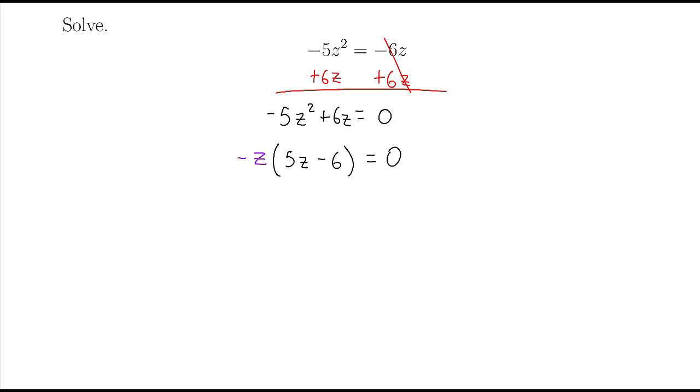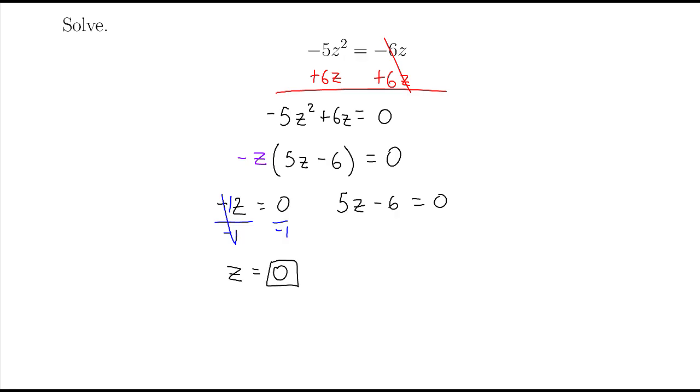Now the product of these two factors is 0, so I can set each factor equal to 0 and solve them individually. Negative z equals 0. We understand that's a negative 1 in front of that z, so we're going to divide both sides by negative 1. Those will divide each other out and give me z equals 0.